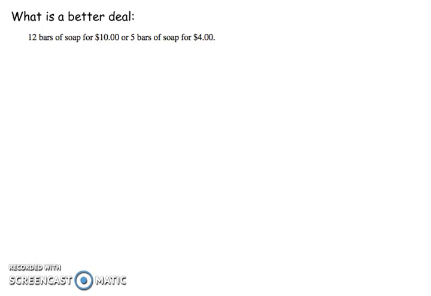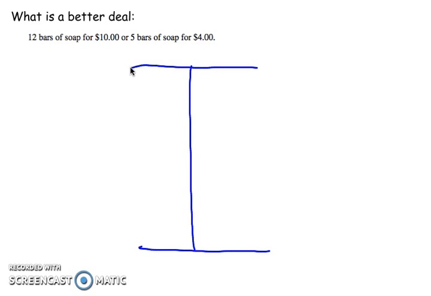All right, first example problem. What is a better deal? 12 bars of soap for $10 or 5 bars of soap for $4? So to figure out what is a better deal, we want to find out the cost per 1 bar. So I'm going to set up my eye chart. On top, it's going to be cost, or money, and on the bottom, it's going to be bars. And then I'm going to fill in the details.